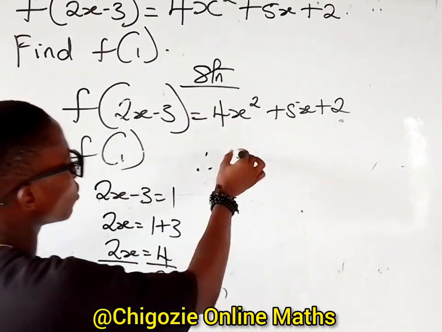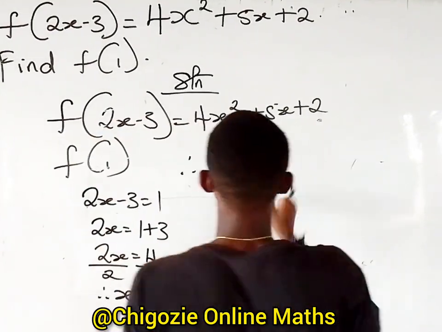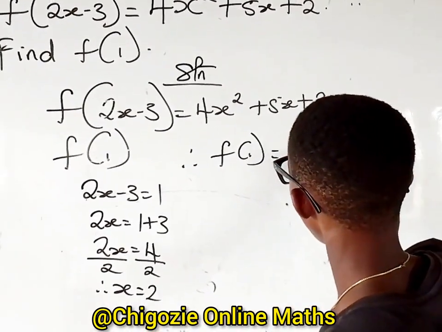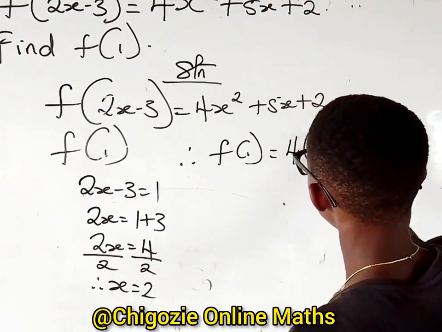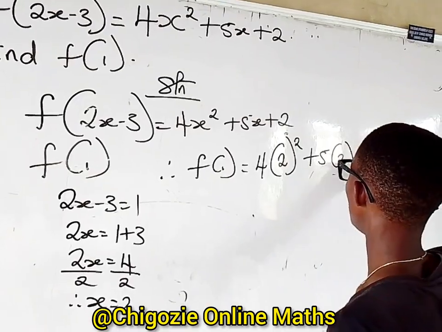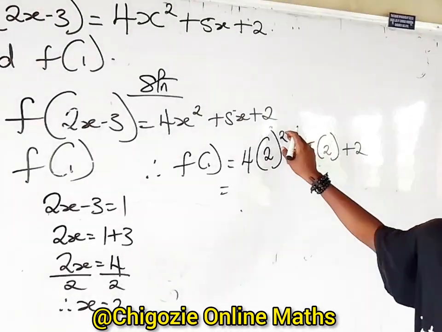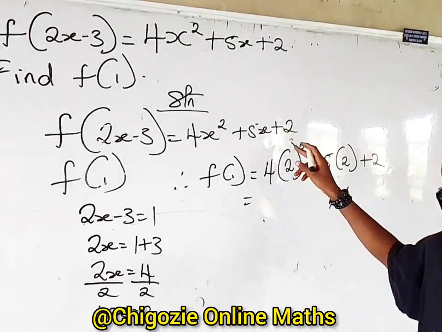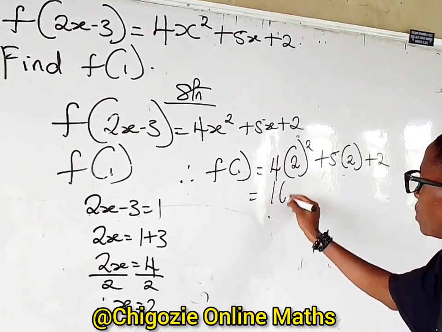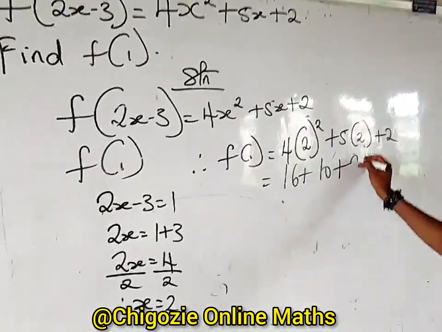So I will proceed to find f of 1. f of 1 will now be, wherever I see x, I will just put 2. So it will be 4 open bracket 2 raised to power 2 plus 5 open bracket 2 plus 2. Now 2 raised to power 2 is 4. 4 times 4 is 16. So 16 plus 5 times 2 is 10, plus 2.